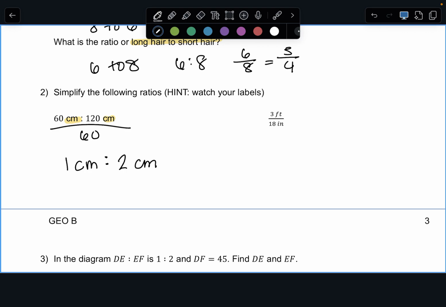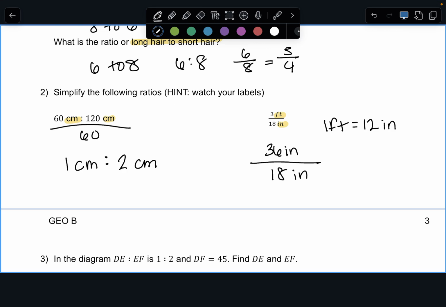The next one, do our units match? No, we have feet and we have inches. So let's convert one. How many inches are in a foot? 12. Okay, so is it easier to go from feet to inches or inches to feet? Feet to inches, because we're getting bigger. We won't have to divide. So 3 feet, we would do 3 times 12. 3 feet is 36 inches. And we have 18 inches on the bottom.